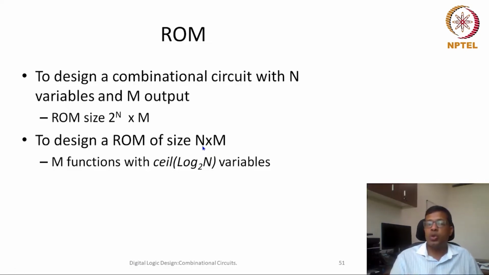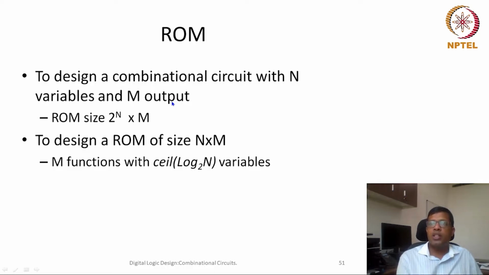On the other side, I can also use a read-only memory to mimic a combinational circuit. Let's say I want to design a combinational circuit with n variables and m outputs. I can design it without using gates, using a ROM. The size of that ROM would be 2 to the power n into m. That many entries in the truth table, and because each entry would have m bits, m functions would be possible.